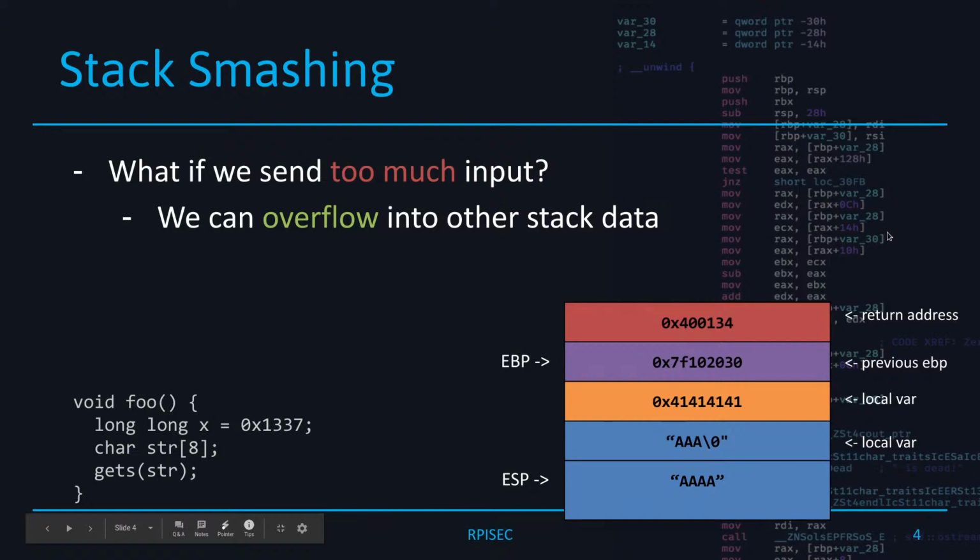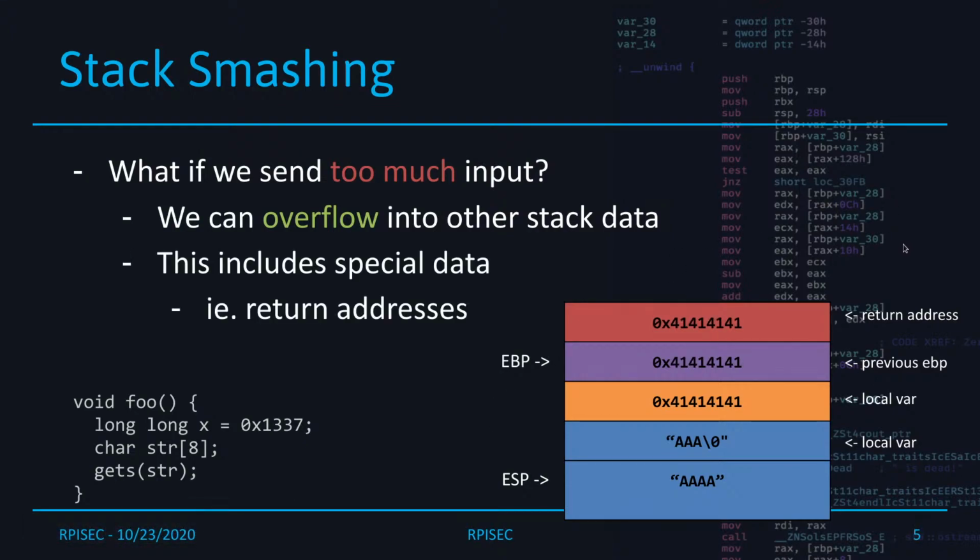So we can overwrite local variables on the stack, but we can also overwrite other special data. When I say special data, I'm referring mainly to that saved base pointer and that saved return address. So if we just keep putting more A's in, now instead of just filling up the string buffer, or instead of just overwriting that x variable, we've overwritten the return address. And so when the function goes to return, it's going to look at this section of memory and try to jump to that and start executing the code there.